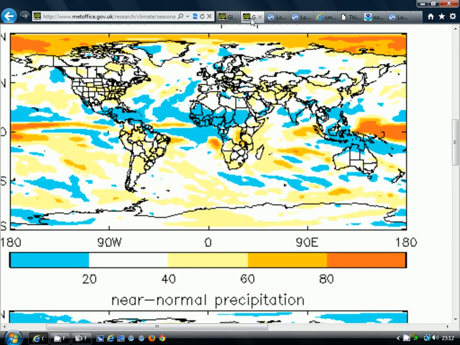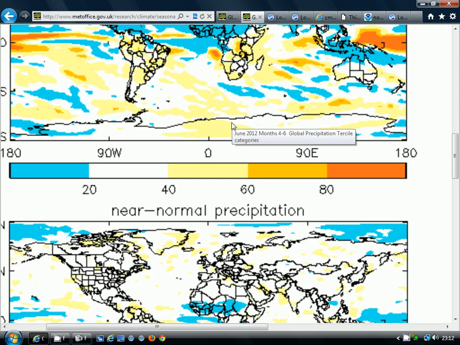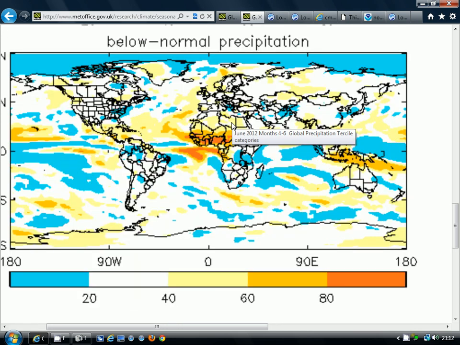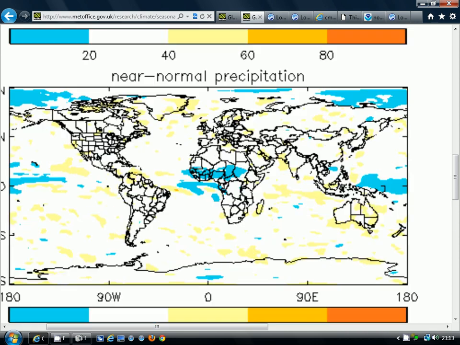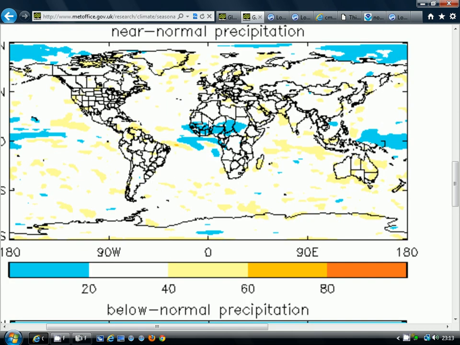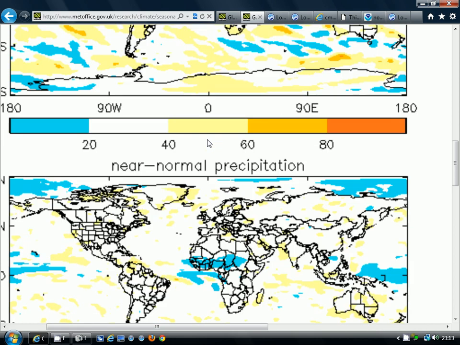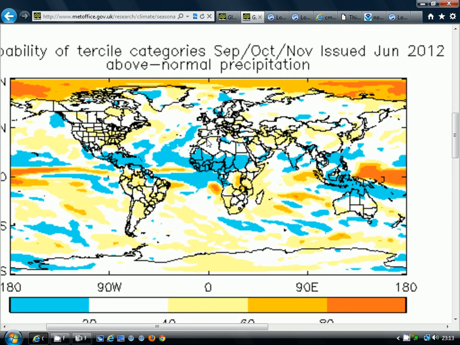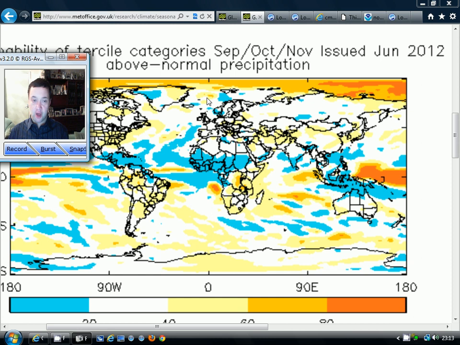Now, if you have a look at the precipitation probability, we can see that for below normal precipitation the probability is 40 to 60%. These lemon colours here, I hope you can see this. For near normal precipitation probability, it's 20 to 40%, the white colours, and for above normal precipitation this autumn, again, it's 20 to 40%. So really we've got an equal probability of above, below and near normal precipitation this autumn.